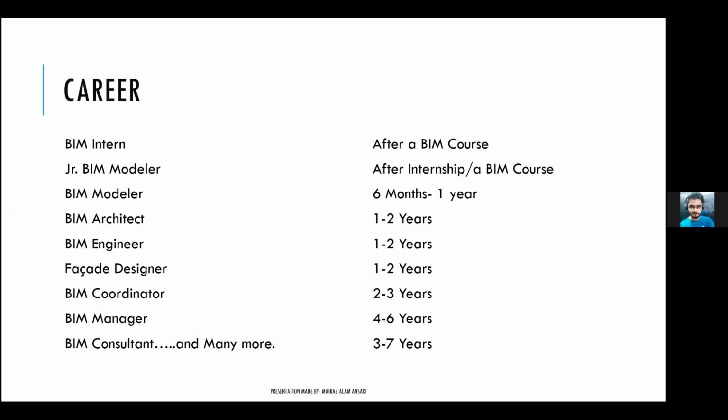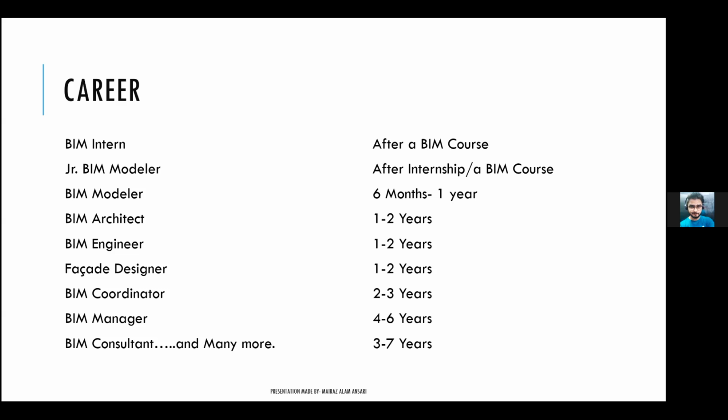And let me tell you about the career path as well, because most of the students are very fond of knowing what they are going to do in the next 1 to 2 years, 3 years, or 4 years. So this is how you can choose your career. How can you be a BIM intern? Just after completing a BIM course, you can directly go to a company and start your internship there. Then you can be a junior BIM modeler after doing an internship or a BIM course.